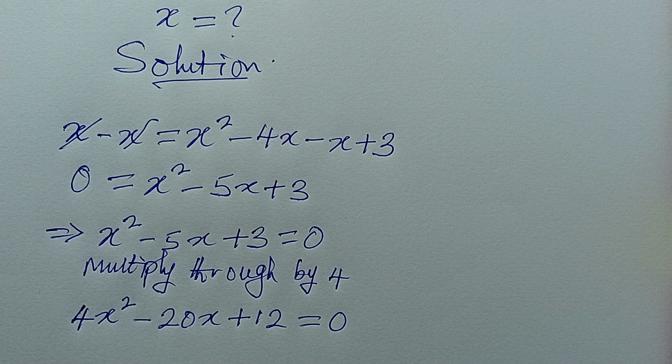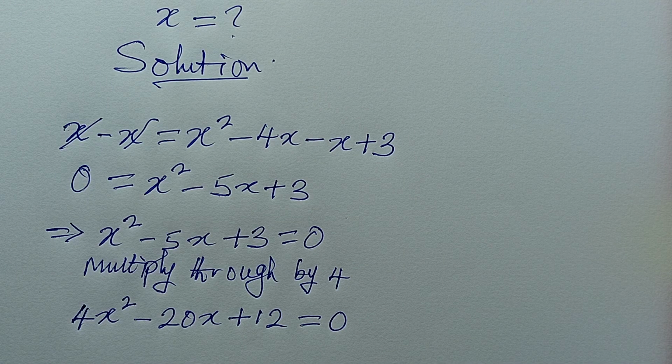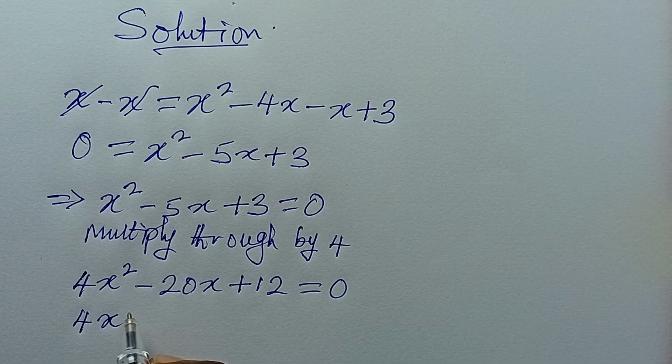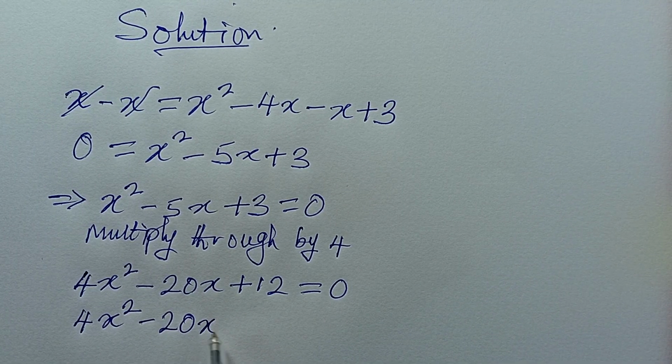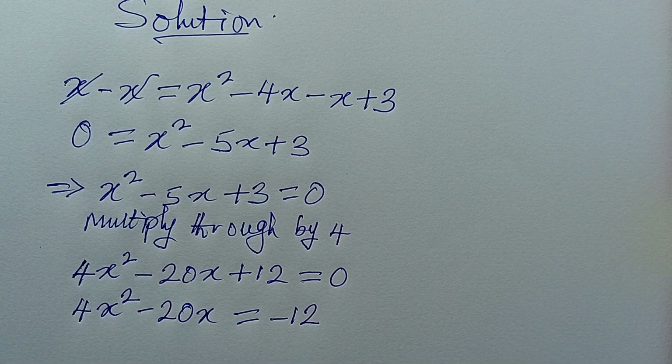So now that we multiplied by 4, move this quantity to this side. In other words, subtract 12 from both sides of the equation. So this is going to give us 4x to the power of 2, then minus 20x is equal to minus 12. Good. Here comes another trick again.